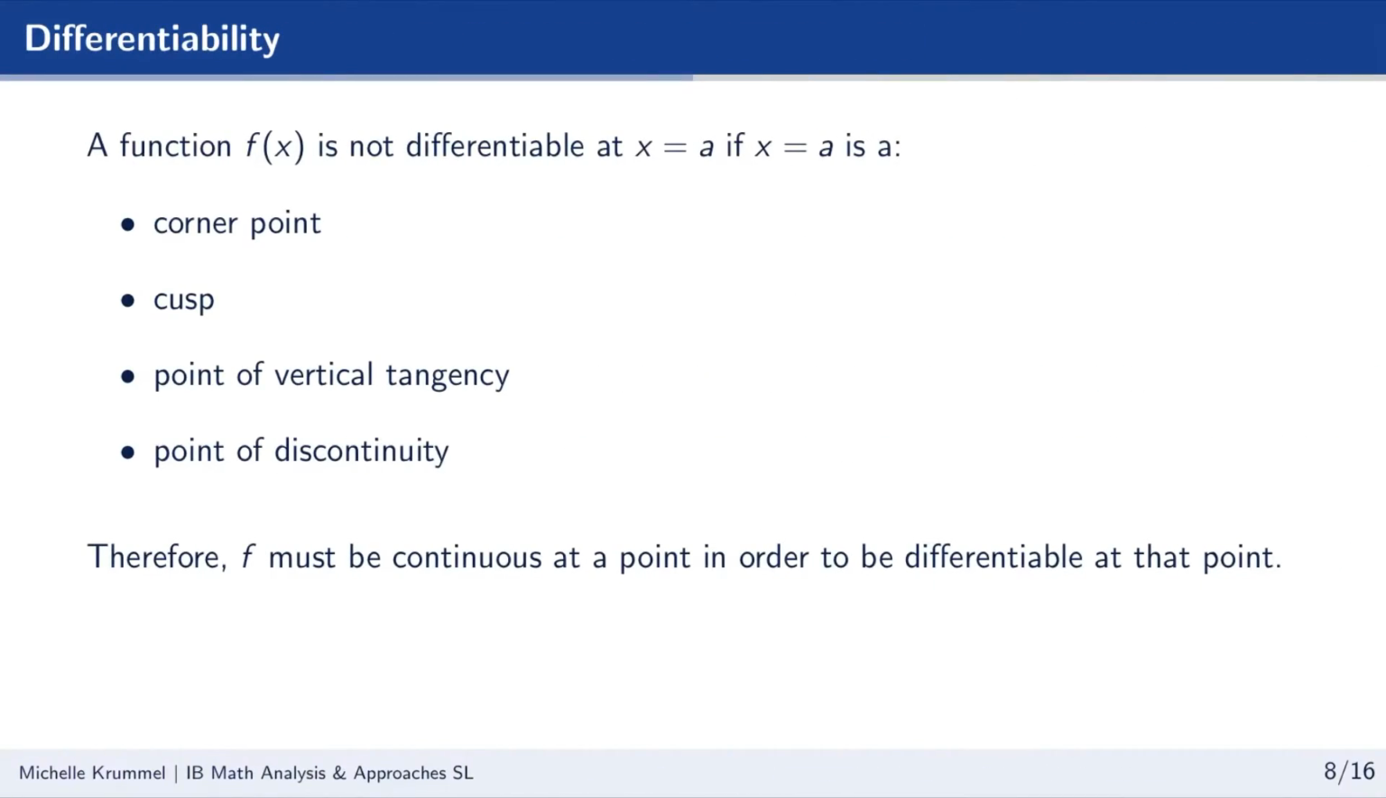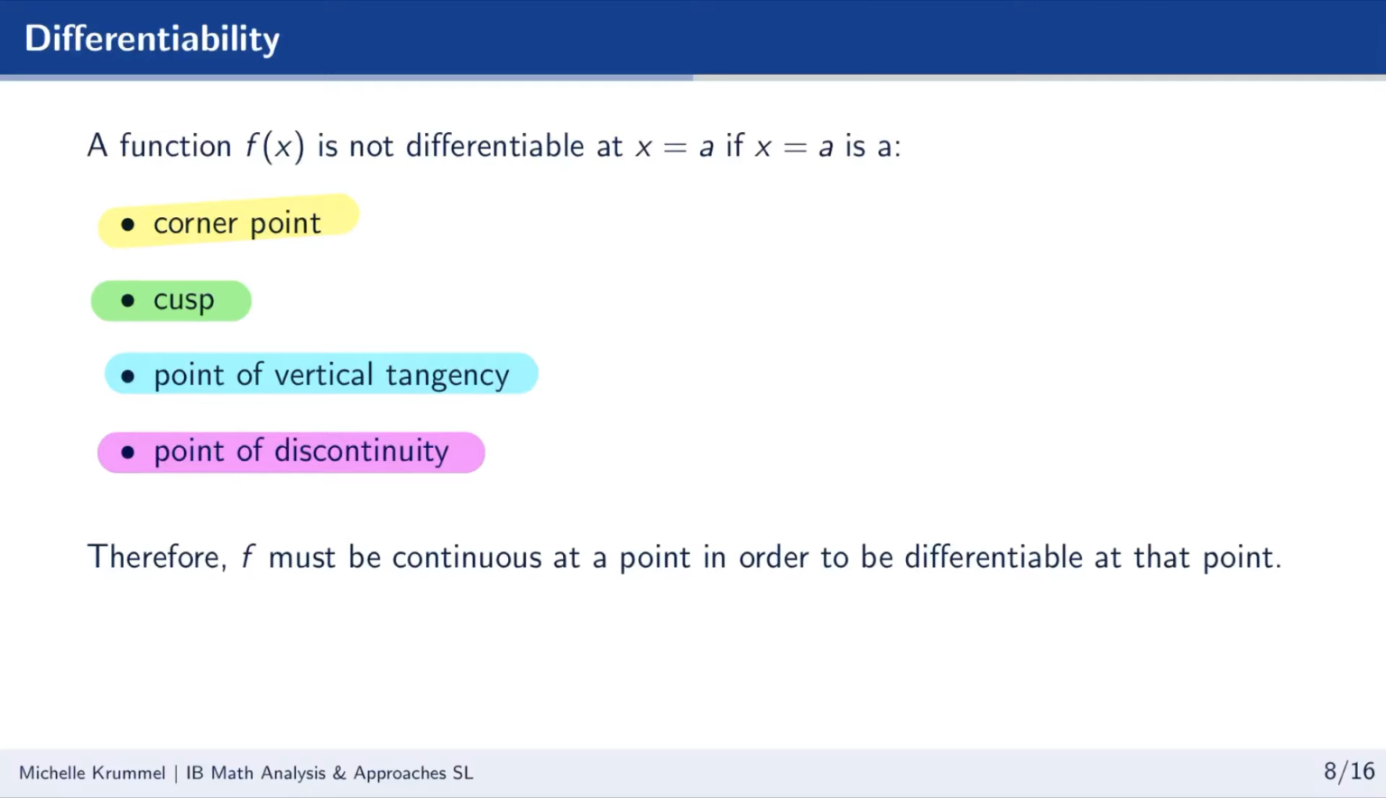Okay, so to summarize, a function f is not differentiable at x equals a if x equals a is any of the following: a corner point, a cusp, a point of vertical tangency, or a point of discontinuity. Those are all things that would make f not differentiable.